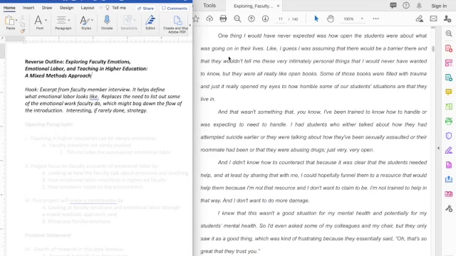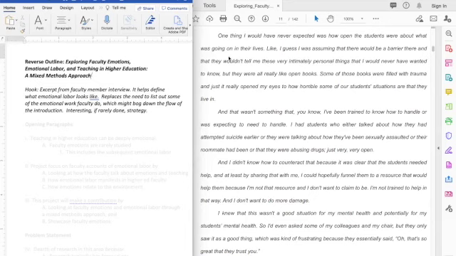And this wasn't something I've been trained to know how to handle or was expecting to need to handle. I had students who either talked about how they had attempted suicide earlier, or they were talking about how they'd been sexually assaulted, or their roommate had, or that they were abusing drugs. Just very, very open. And I didn't know how to counteract that because it was clear that these students needed help. At least by sharing with me, I hopefully could funnel them to a resource that would help them, because I'm not that resource and I don't want to claim to be. I'm not trained to help in that way, and I don't want to do more damage.